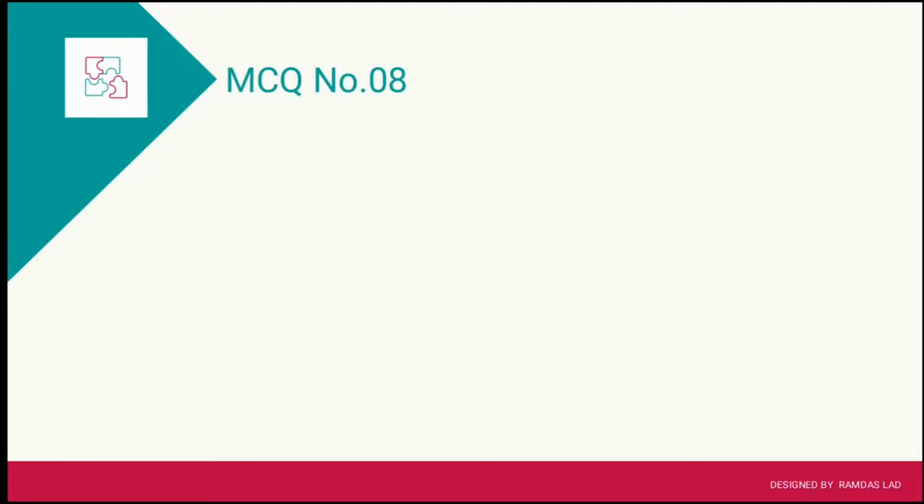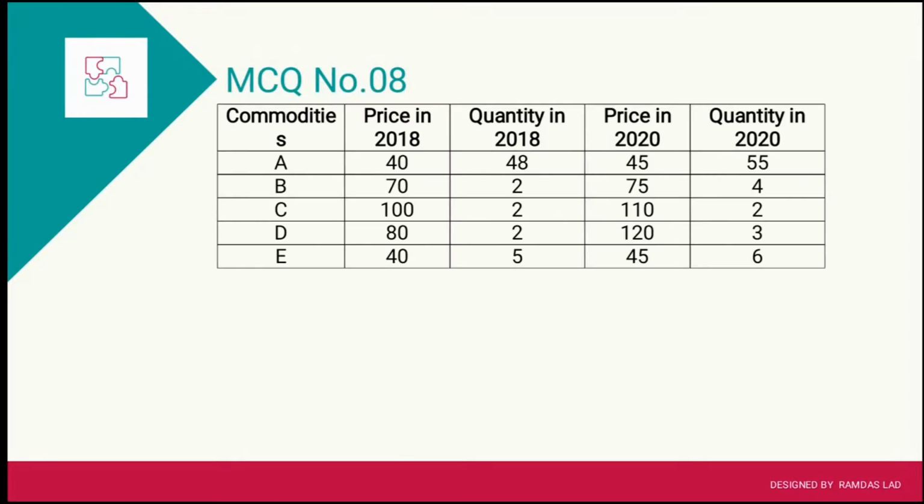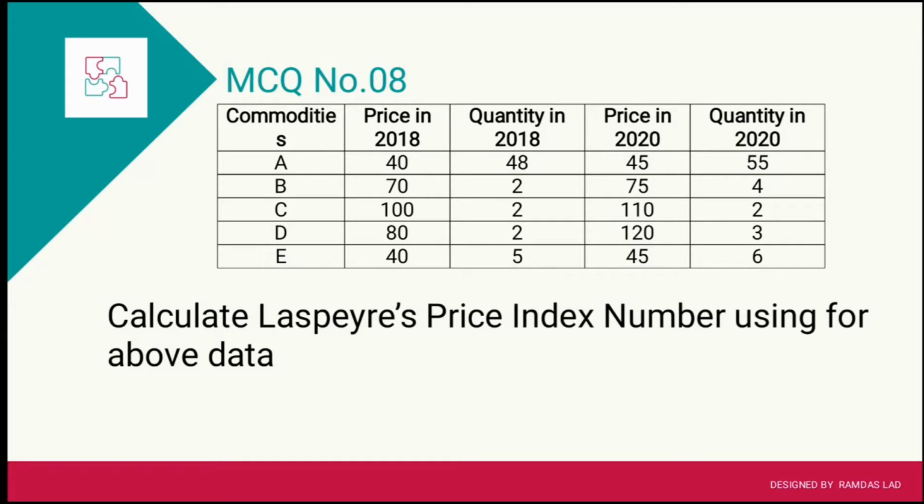Now question number 8. Again here the data is given: list of commodities, price in 2018, quantity in 2018, price in 2020 and quantity in 2020. So price in 2018 is the base year and 2020 is the current year. So what is the question? Calculate the last year's price index number using above data. So for this data you have to calculate the last year's price index number by using the formula for last year's price index number.